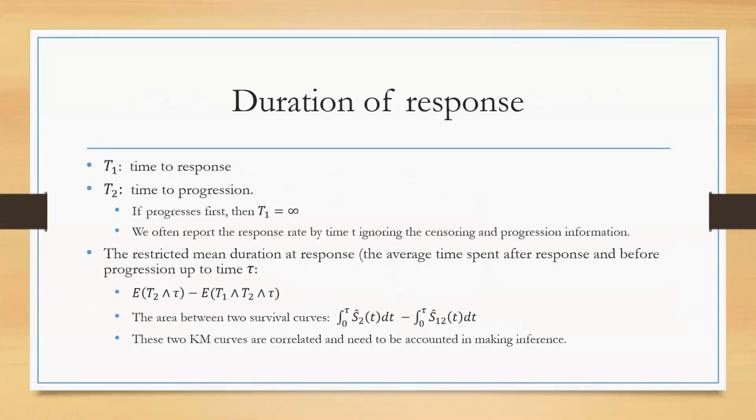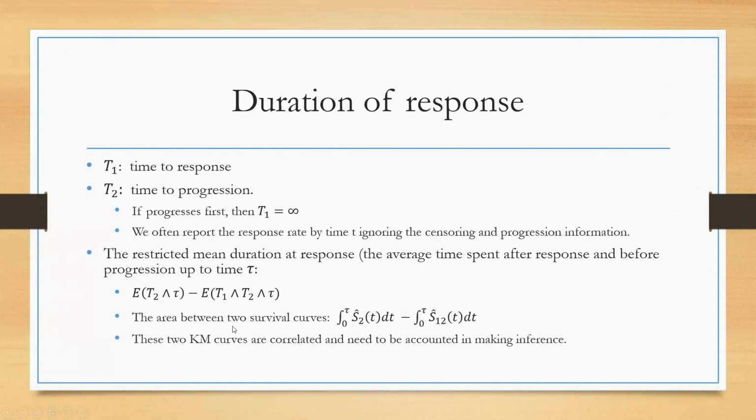And also we can study the duration of response. Oftentimes in clinical trials, we report the response rate by time points, ignoring the censoring and progression information. We say, by year one, there's a 20% response rate. Which is actually problematic, because there's censoring we ignored, and also maybe people have a response but progress soon afterwards, and we did not penalize for those kinds of things. So in this case, you also have a very nice way to estimate the duration of response using RMST.